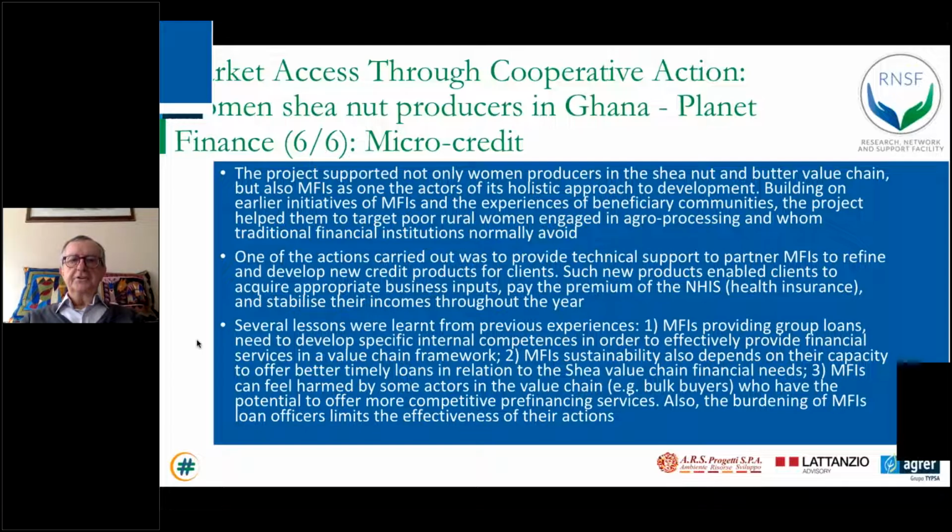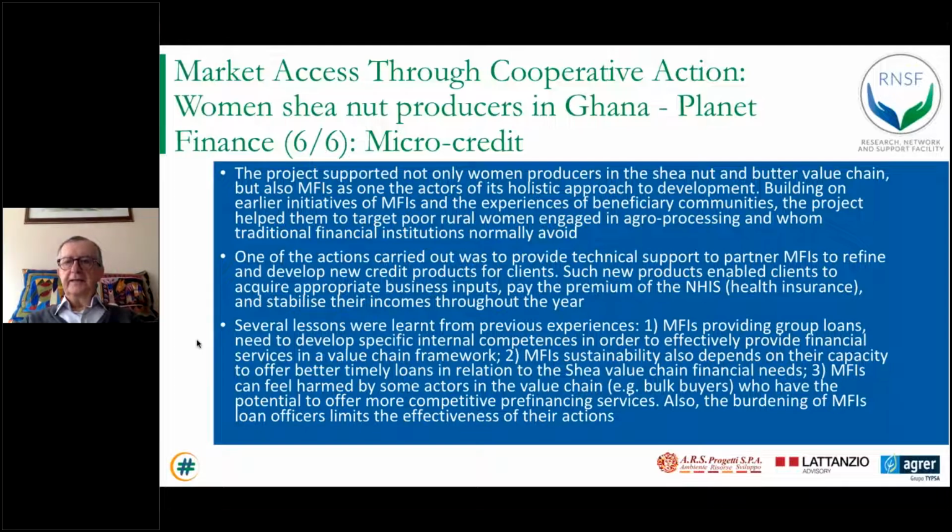So one of the actions carried out was to provide technical support to partner microfinance institutions to refine and develop new credit products. Such products enable clients to acquire appropriate business inputs, pay the premium of the health insurance scheme, or stabilize their incomes throughout the year.